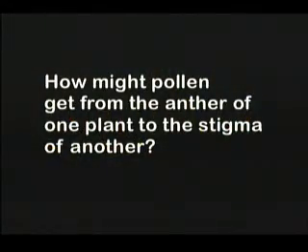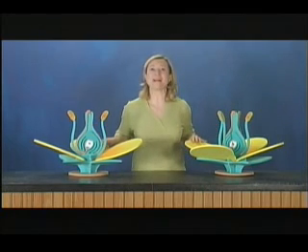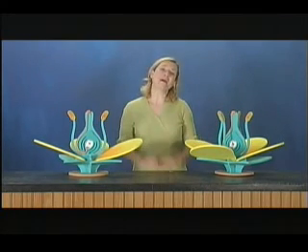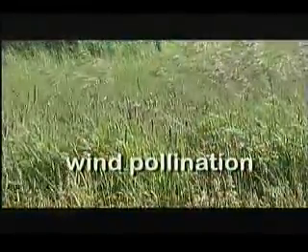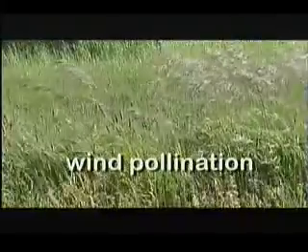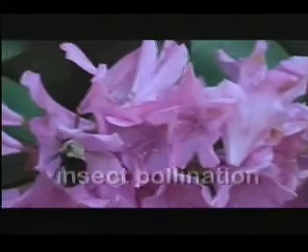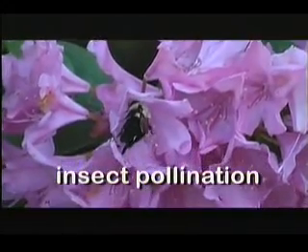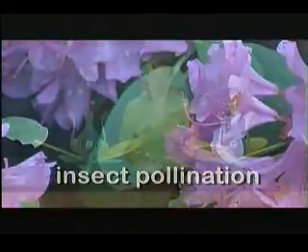How might the pollen get from an anther of one plant to the stigma of another? Plants stay in one place. They don't get up and move. Well, different plants use different methods of getting pollen around. Sometimes wind can carry the pollen, as is the case with many trees and grasses. Other times, an insect or other animal can transfer the pollen when they visit flowers for their own purposes.